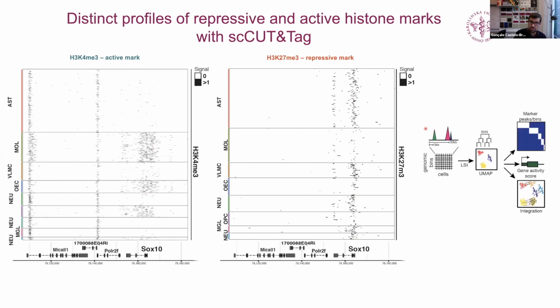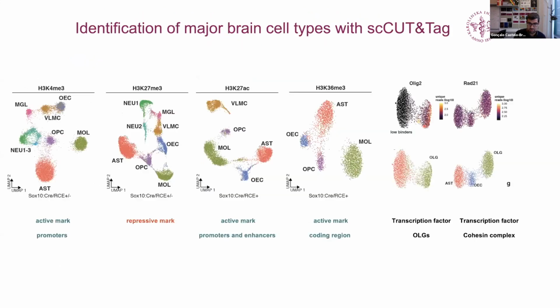And then Marek went on to cluster the data based on the deposition of these histone marks genome-wide. With this, Marek was able to identify the major cell types present in the brain based on H3K4 methylation, H3K27 methylation, and then Marek also extended to H3K27 acetylation and H3K36 methylation.